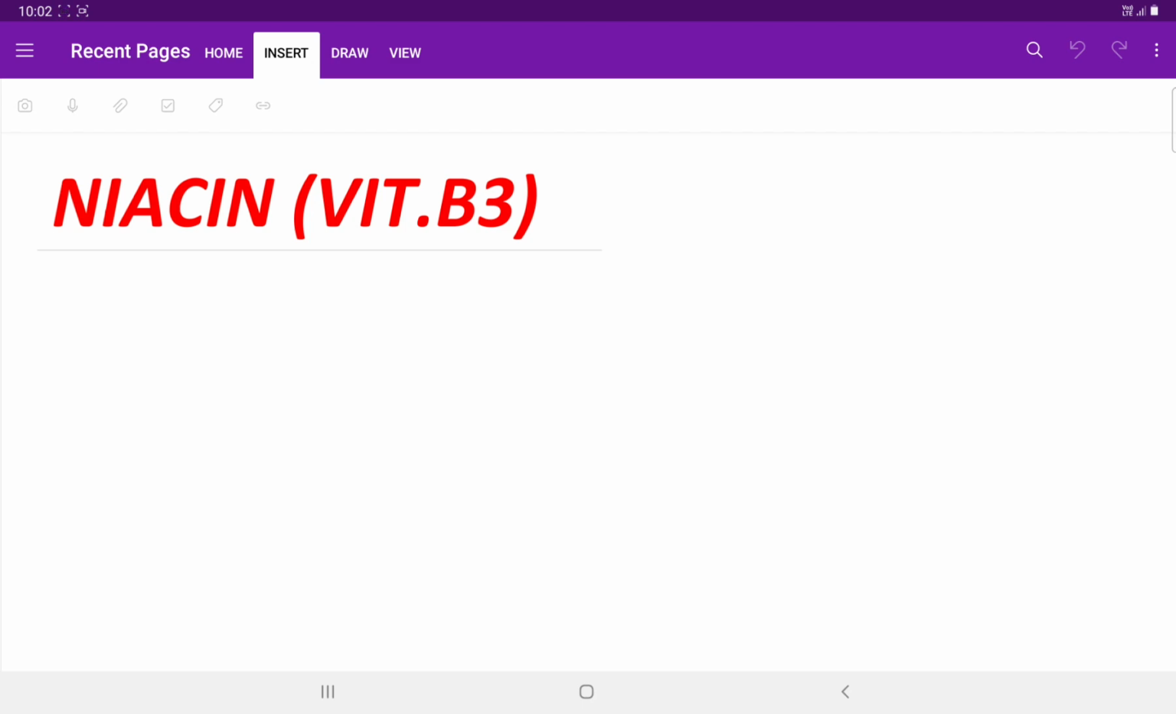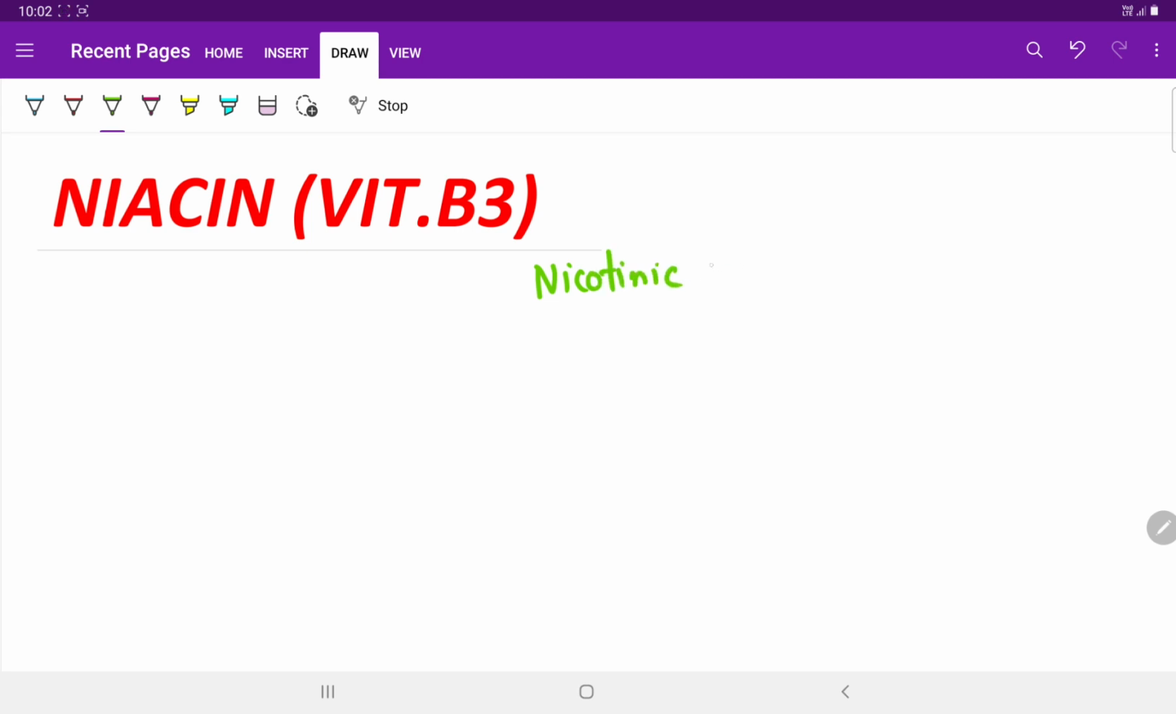Niacin is commonly known as vitamin B3 and also as nicotinic acid. The coenzymes that are associated with niacin are NAD and NADP. You are all familiar with these. What are NAD and NADP? Many times you have seen in carbohydrate, lipid and protein metabolism that these coenzymes are essential for energy production. All these coenzymes are derivatives of niacin.